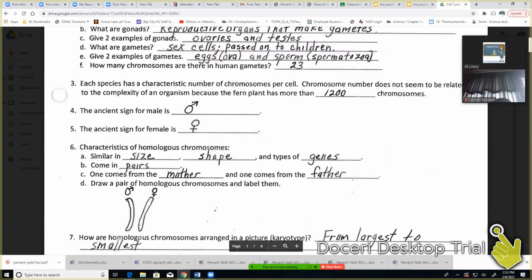So some symbols. This is the ancient symbol for male and then the ancient symbol for female. So sometimes that's used, especially when we do a heredity map or something, you may see those symbols.